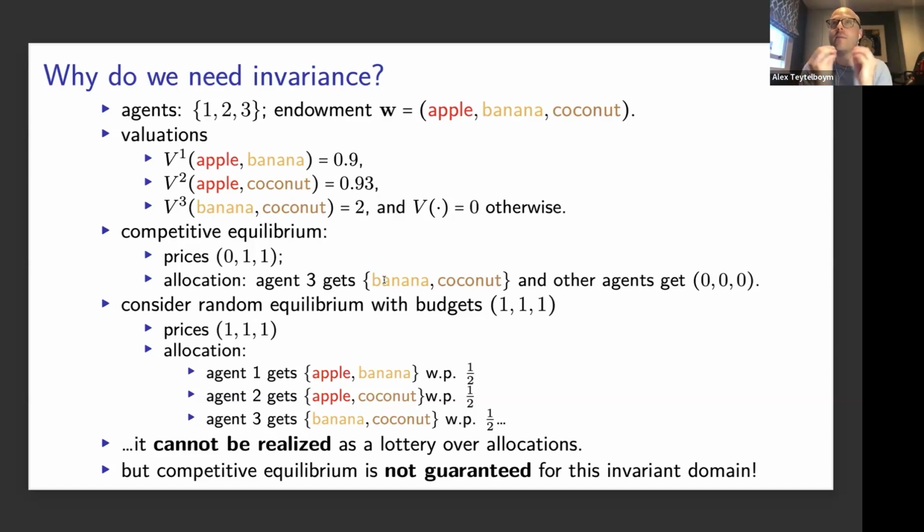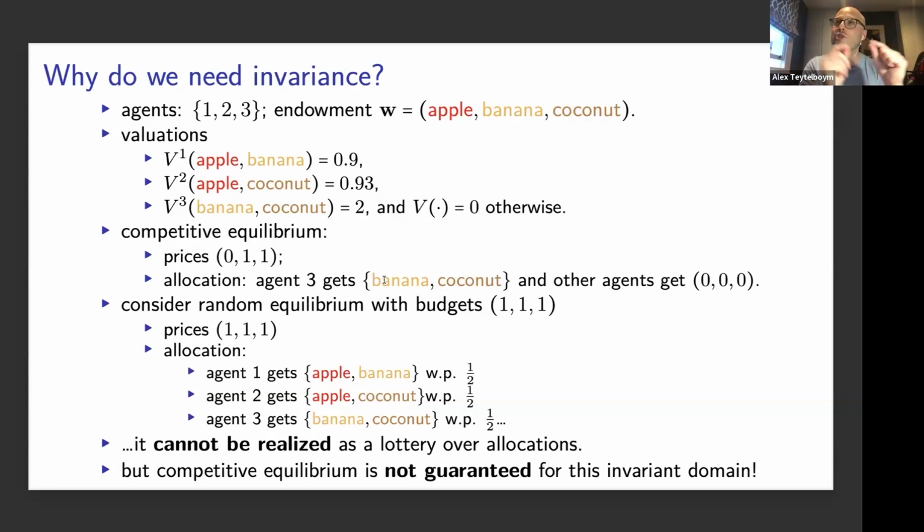And this example, I'm hoping, is going to be familiar. If you were listening carefully to Ravi's talk, he had this example of a cycle of complements where each one wanted a different bundle, and they went in a cycle of apple and banana, banana and coconut, and apple and coconut. So it's a version of this example. And remember, Ravi pointed out that in this case, a competitive equilibrium does not always exist in a transferable utility economy.